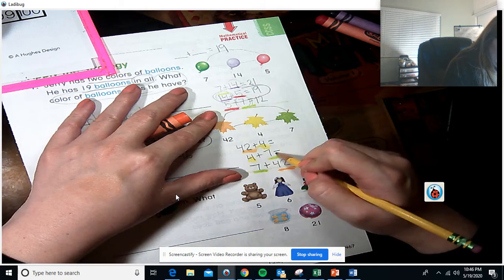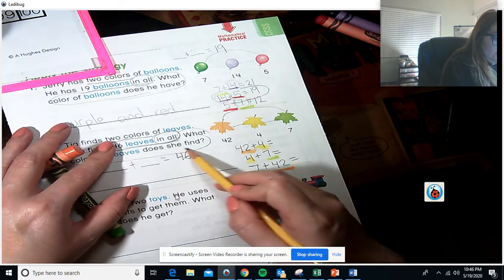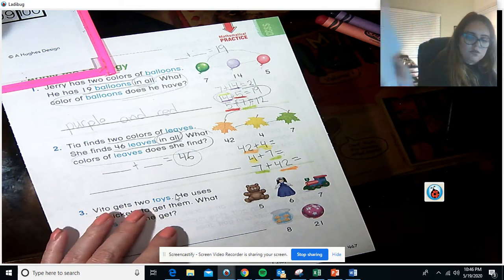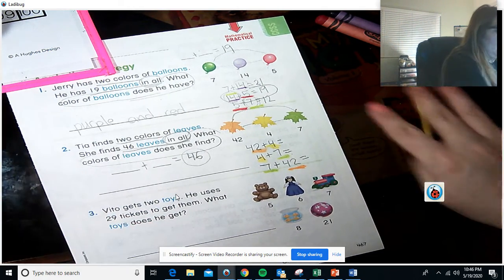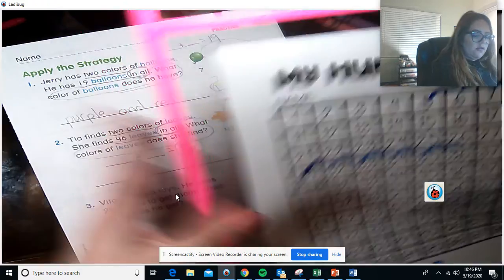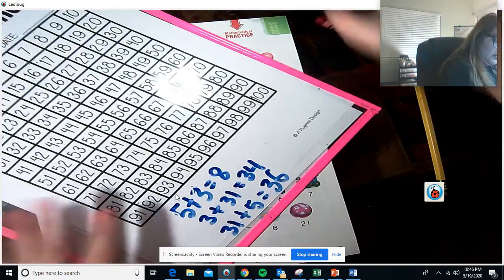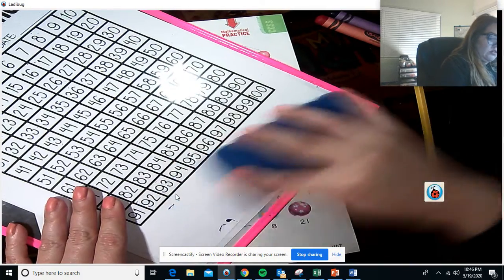So we're going to figure out which one equals 46. Now the strategy we're going to use is our chart. If you don't have your chart, then you're just going to watch me right now, okay? Or you can choose a different strategy to use on your own.